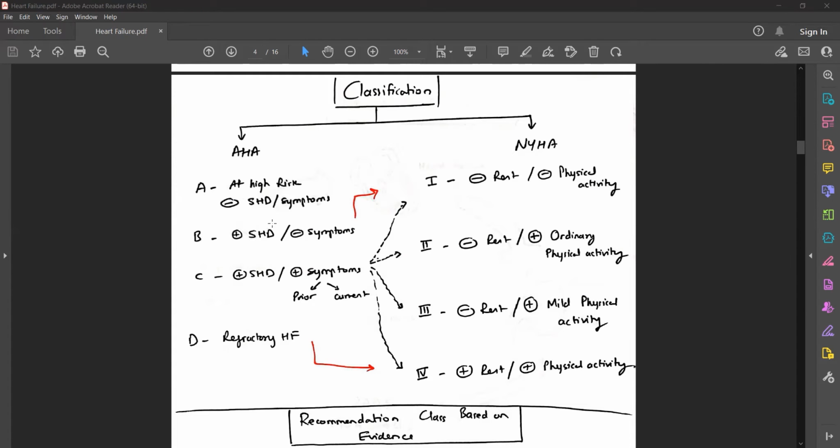Then stage B is when the patient does have structural heart disease but does not have any symptoms. Stage C is when the patient does have structural heart disease and also has symptoms. They can be either current symptoms or prior symptoms. And then stage D is refractory heart failure.